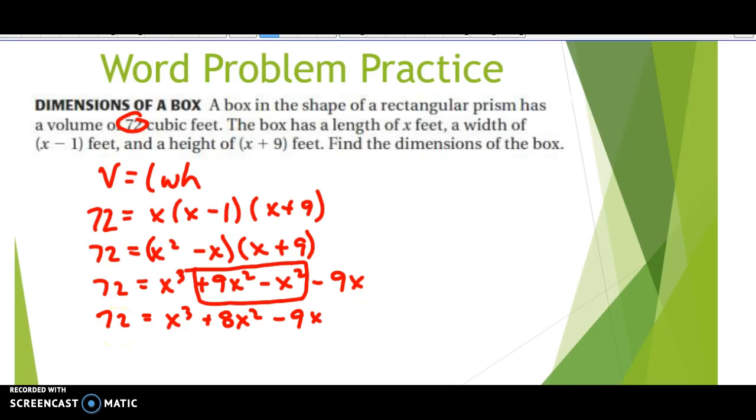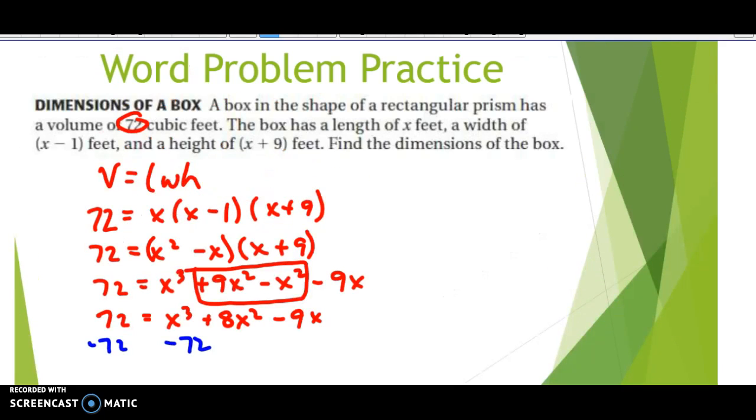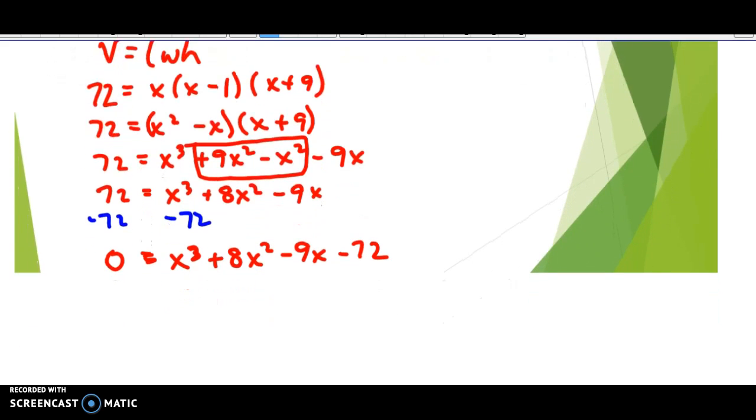And now I'm going to subtract 72 from both sides because I want to get all of this on the same side so that it's set equal to 0. So now I have x cubed plus 8x squared minus 9x minus 72. So I'm thinking, okay, I have a polynomial with 4 terms. I might look to factor this by grouping. So I'm going to look at these two and see if there's anything in common I can pull out.